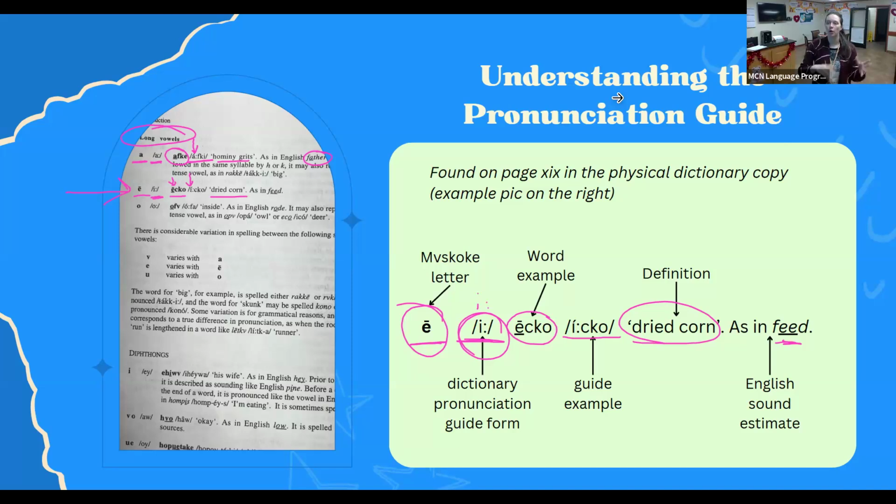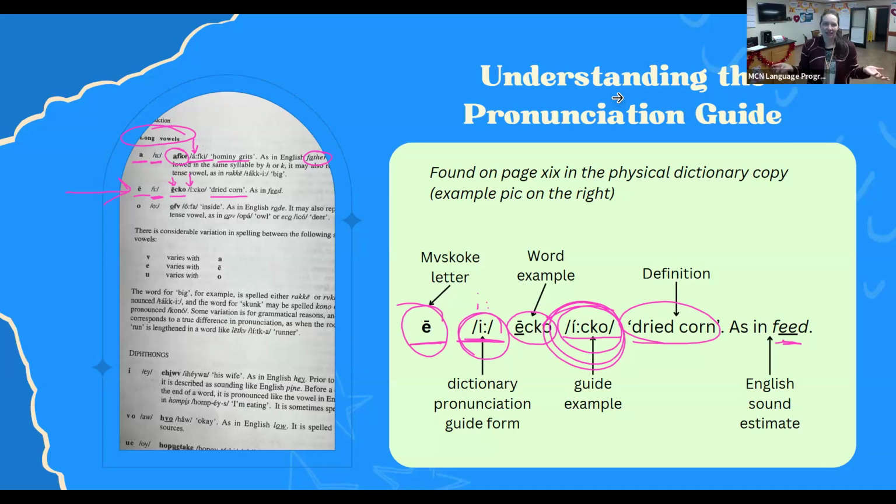I'm not going to go through all of them. If you have the dictionary, you'll be able to pull it out and see how it's showing you in the pronunciation guide. But I wanted to put this out there because a lot of times if you look up a new word and then you see this part, right?